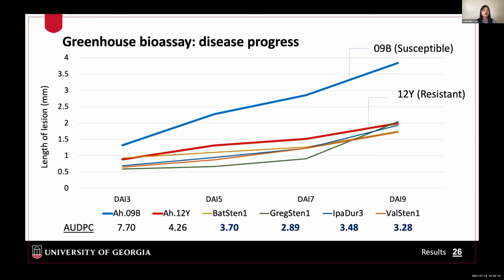As I mentioned before, AUDPC represents the disease progress over time. So this graph shows the resistance progress for the tetraploids. The blue line means the O9B, and the bold red line means the 12Y, and the 4 lines below represent the 4 tetraploids. The lines below here mean that these 4 genotypes continuously show smaller lesions on the stem over time, and most of them are significantly lower than O9B and numerically lower than 12Y.